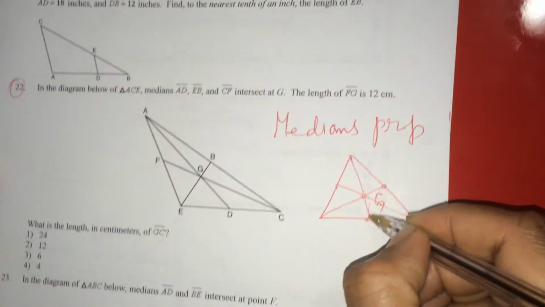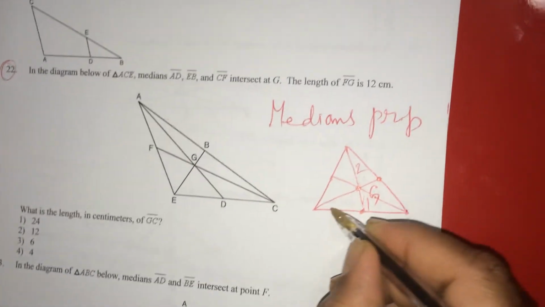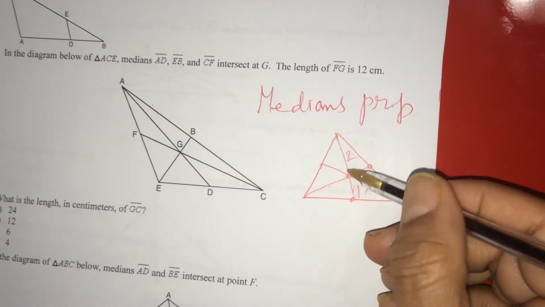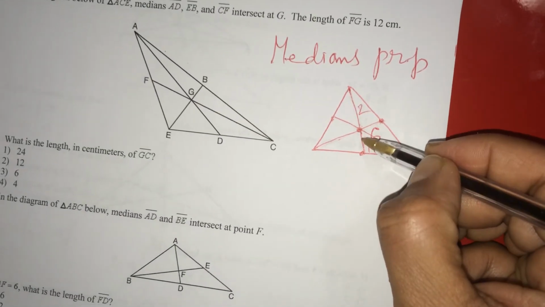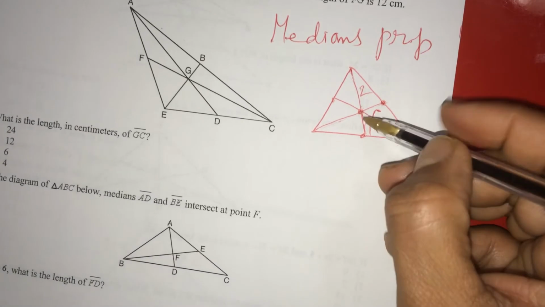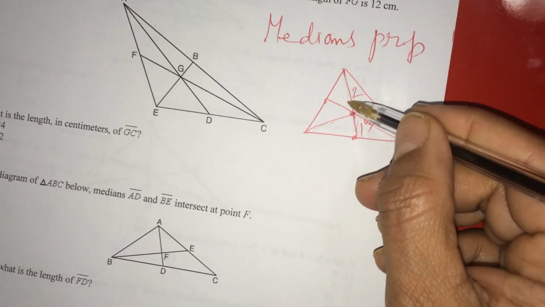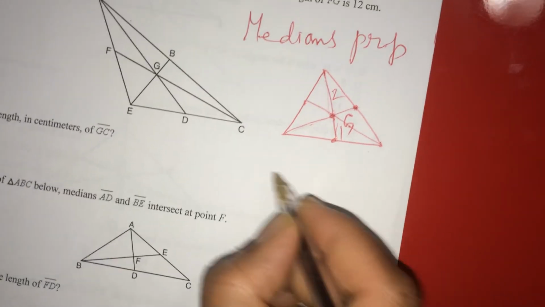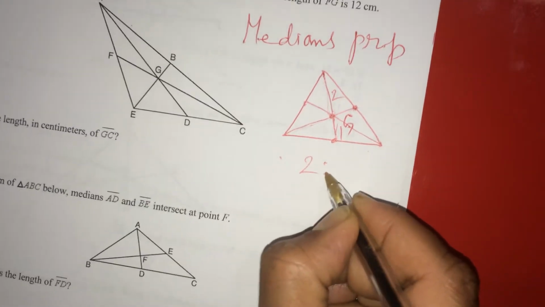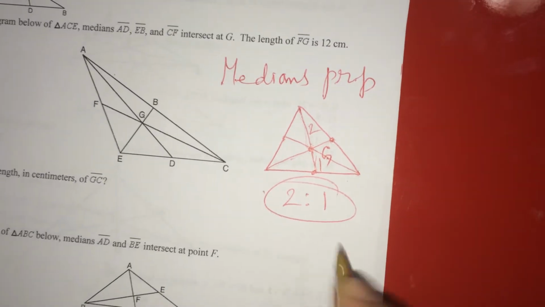All these three medians are meeting here. That point is G, and this G divides each median in the ratio 2:1. That means if it is 100, this will be 200. If it is 10, this will be 20. And if it is 2000, this will be 1000, just like that. So G divides each median in the ratio 2:1. That is the important median's property, you have to remember.